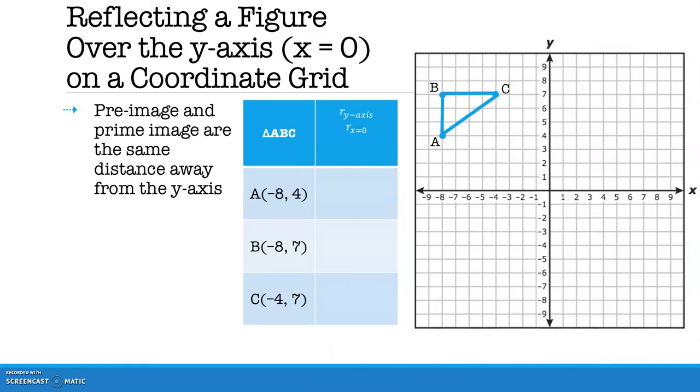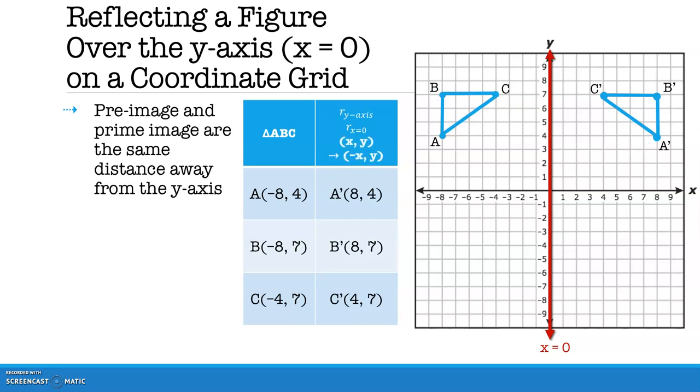For a reflection over the y-axis, or the line x equals 0, it will be the exact same concept. You want to keep the distance from the pre-image and the prime image the same away from your line of reflection. For a reflection over the y-axis, your y coordinate stays the same, however your x coordinate negates or changes its sign.